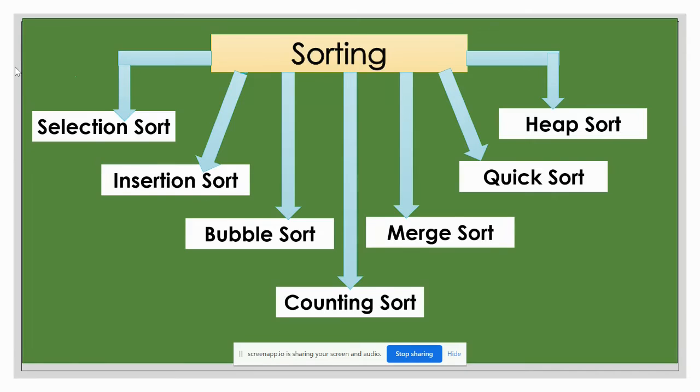Now let's see the basic types of sorting algorithms. There are lots of sorting algorithms, but we need not learn all of them. We simply learn some basic types of sorting algorithms. The basic types are selection sort, insertion sort, bubble sort, counting sort, merge sort, quick sort, and heap sort.